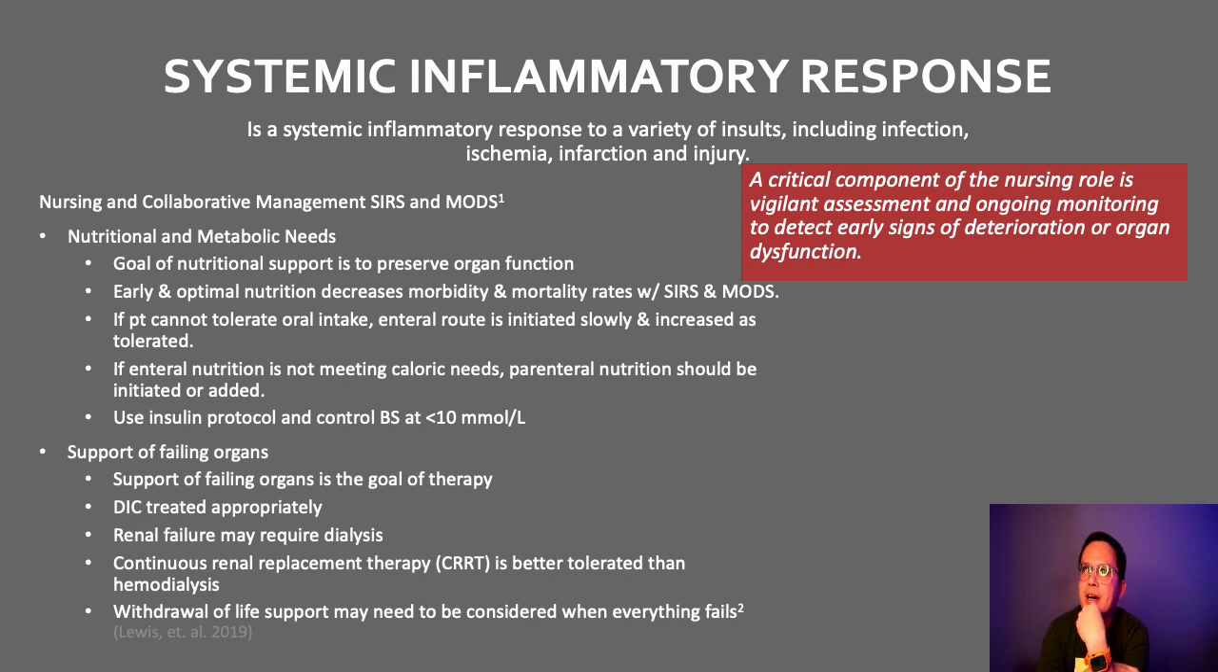Blood sugar should be maintained at 80 to 120. So for patients with SIRS, we need to maintain the blood sugar. Support of failing organs is the goal of the therapy, so as to prevent MODS, or multiple organ dysfunction syndrome. DIC, disseminated intravascular coagulation, and renal failure should be treated appropriately.